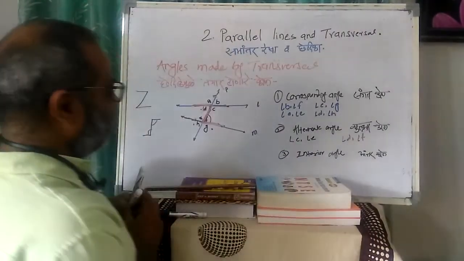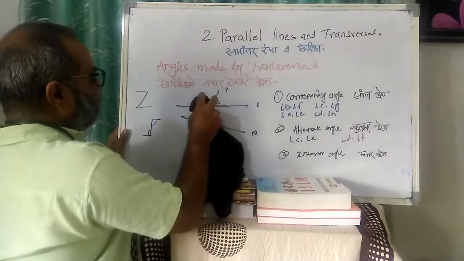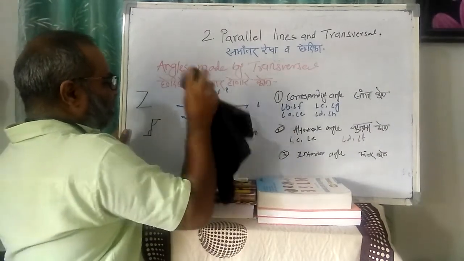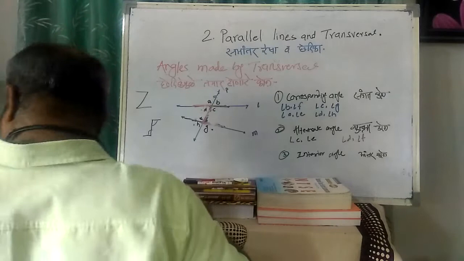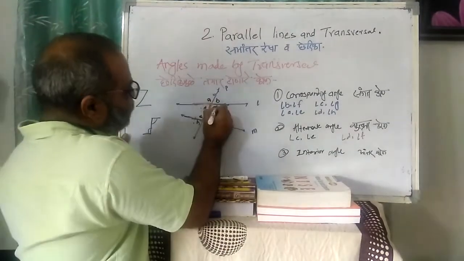And third part is called interior angle. So what is the interior angle? Interior angle means the angles which come inside the two lines. दोन लाईनच्या मधले अँगल आपल्याला पाहिजे. सो दोन लाईनच्या मधले अँगल आहे. सो दिस इज C and F.